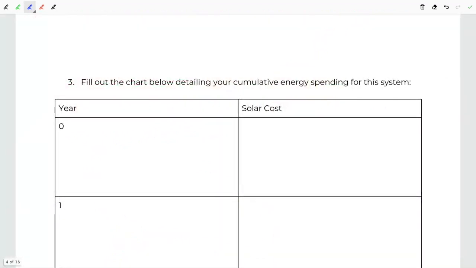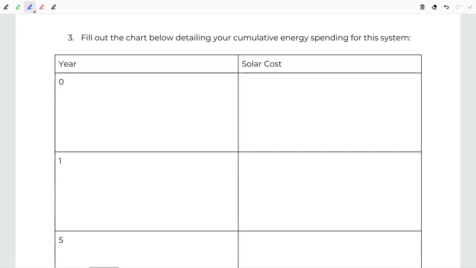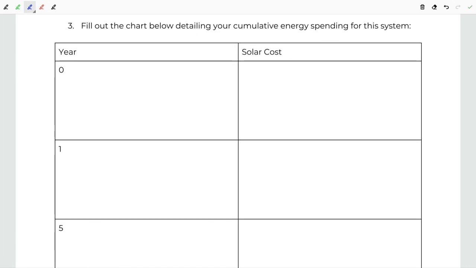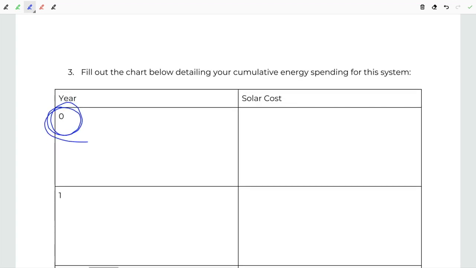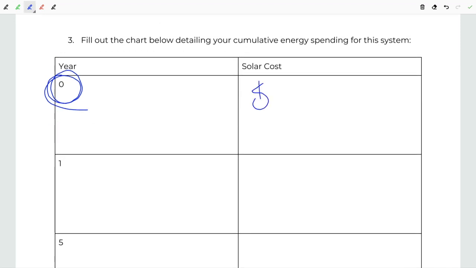Okay, so now this is the somewhat tricky question part. We're going to fill out this chart detailing how much money we've spent on this system. So right after it's installed, before we've started actually getting electricity out of it, this is what I'm looking for, year 0. The moment it is installed and we start getting electricity out of it, I want to know how much we've spent on the system. And at that point, we have spent $10,000 on the system.